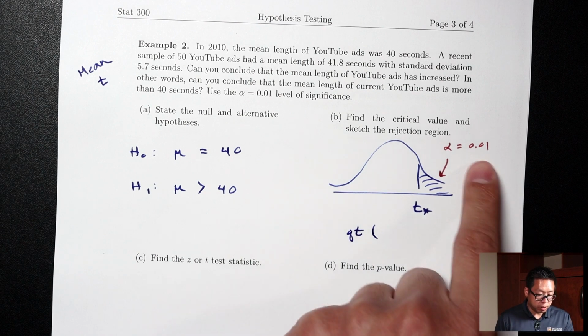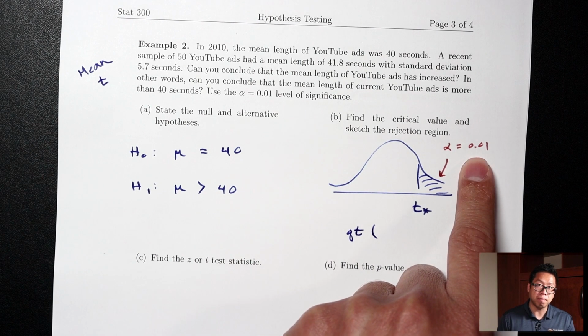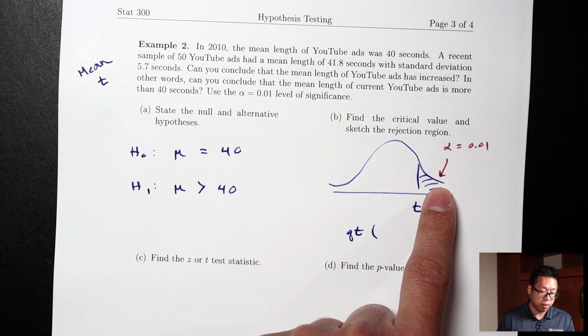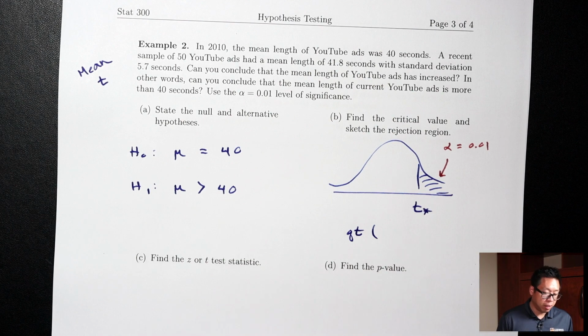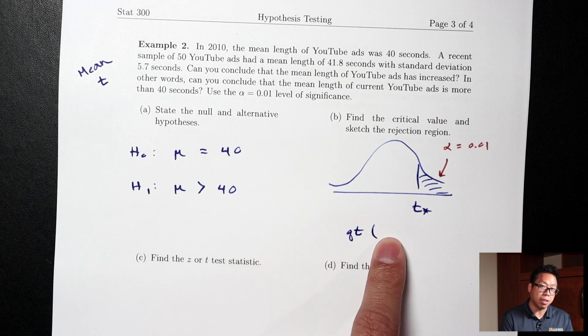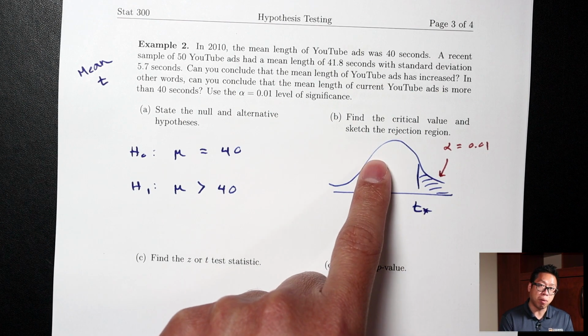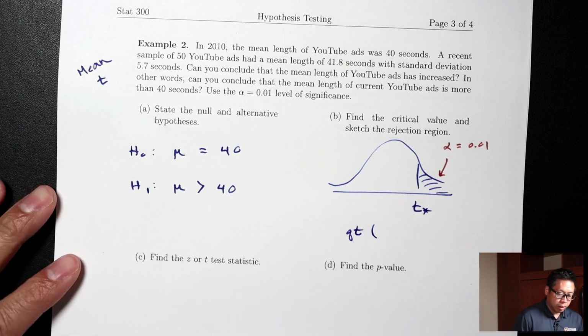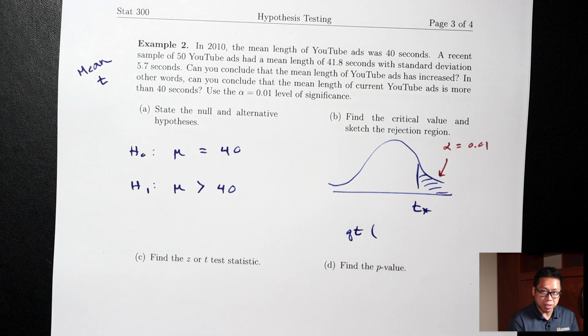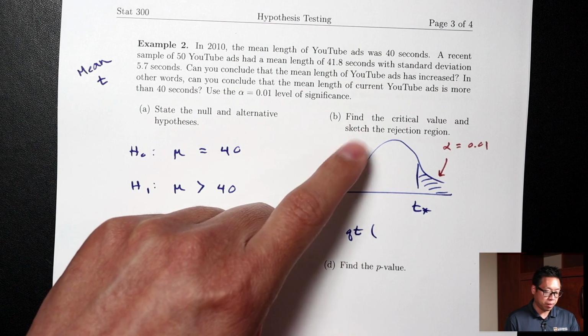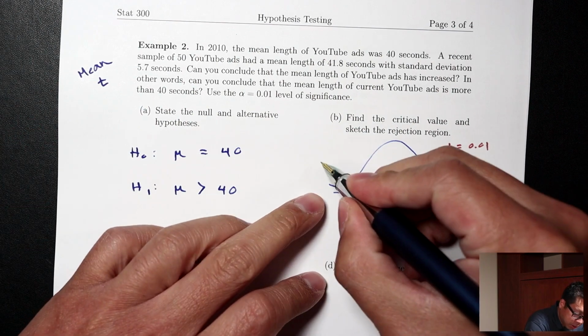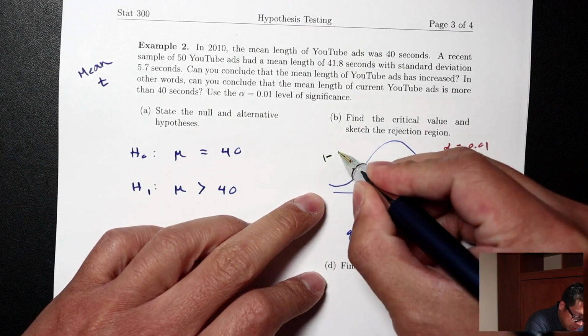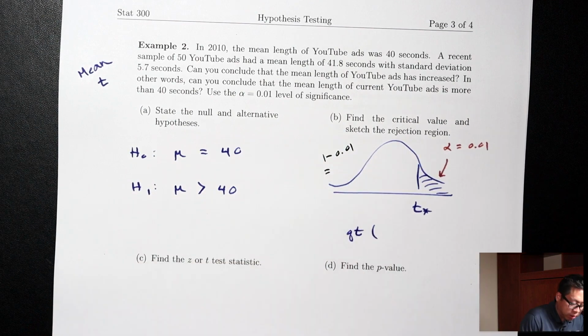So for this picture, is 0.01 the left area? No. 0.01 is this shaded area, and this shaded area is to the right. So what I need to plug into qt is the left area, which is this unshaded part on the left side. So how do you find this unshaded part on the left side? Anytime you have a probability or an area, to get the other side, you do a 1 minus. So we're going to do 1 minus 0.01.